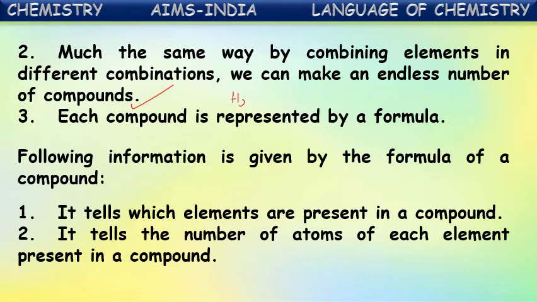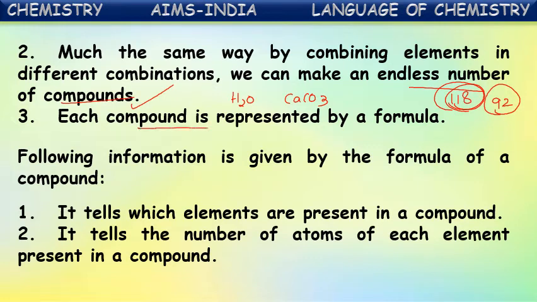H2O: we are combining hydrogen and oxygen. CaCO3: we are combining calcium, carbon, oxygen. Like that we have 118 elements. Out of that 118, 92 are natural elements, and the remaining elements are synthetic elements, meaning man-made elements. By using all those 118 elements, we can prepare an endless number of compounds.